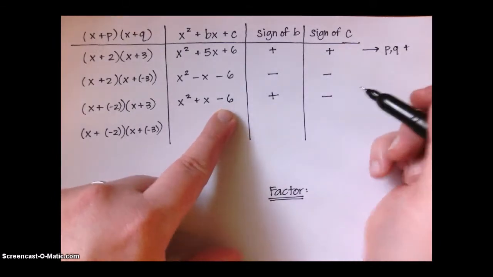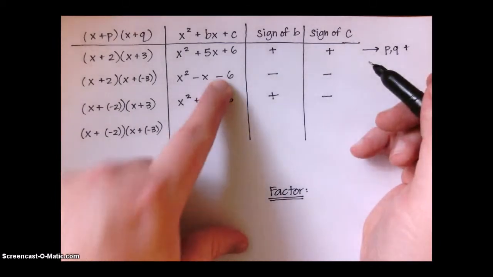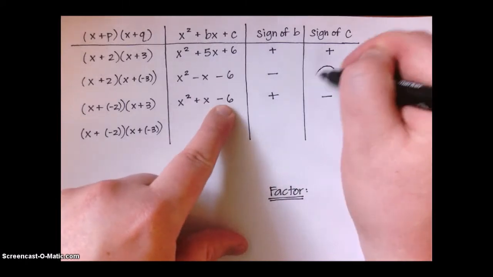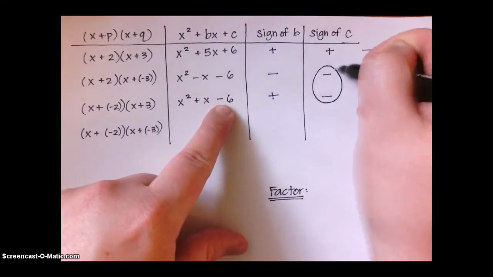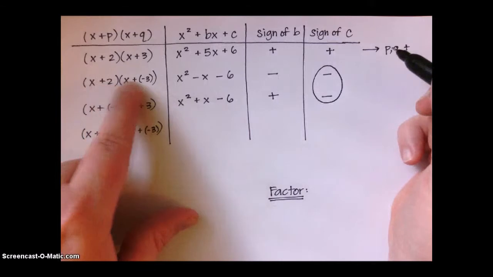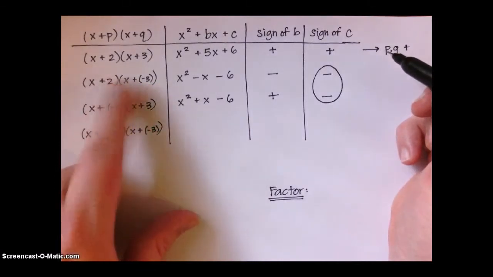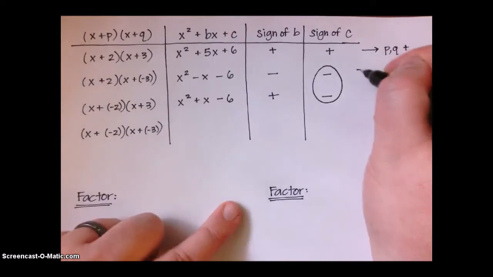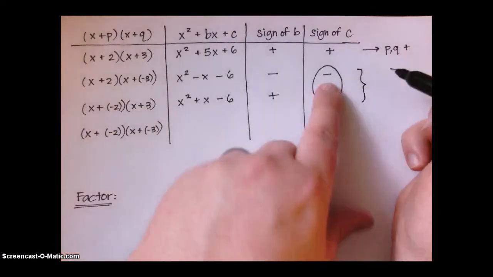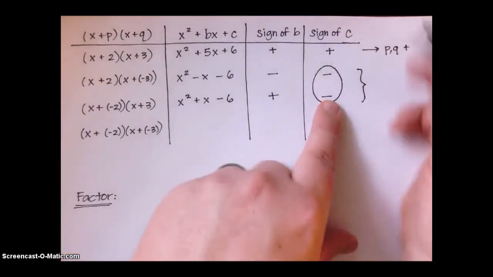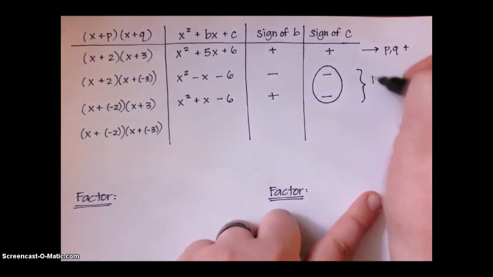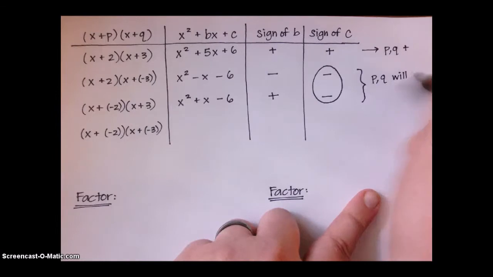So what I want you to notice, though, is that both of these have a negative c. Do you see that there? They both have a negative c. And one of them had a positive and one had a negative for their p and q. So that's going to tell you that if you see that the c is negative, the p and the q will have opposite signs. They will have different signs.